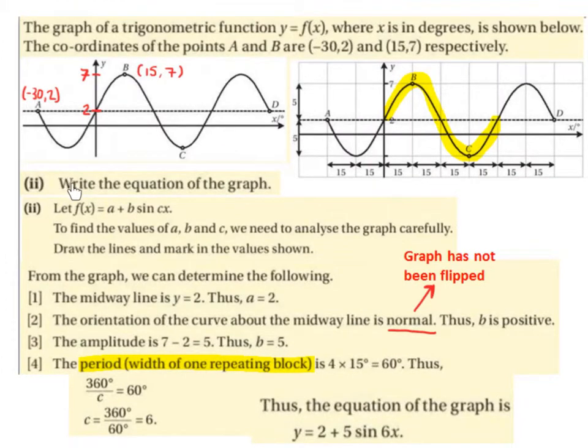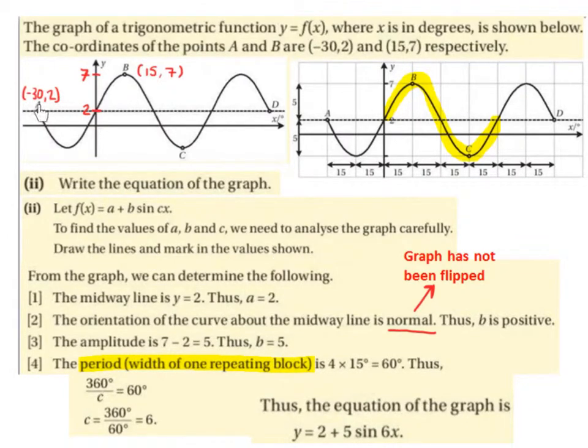Part 2. Write the equation of the graph. We're going to let f of x equal a plus b sine of cx. We know it's a sine graph from part 1. So we need to just find the values of a, b and c. To find the values of a, b and c, we need to analyse the graph carefully. Draw the lines and mark in the values shown.